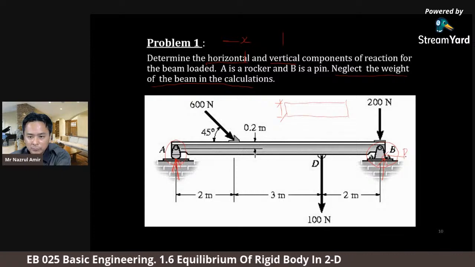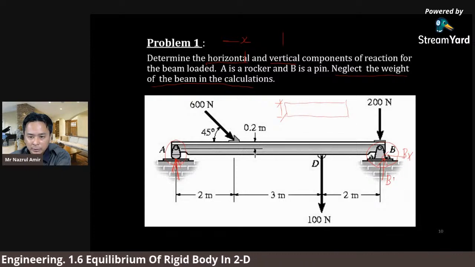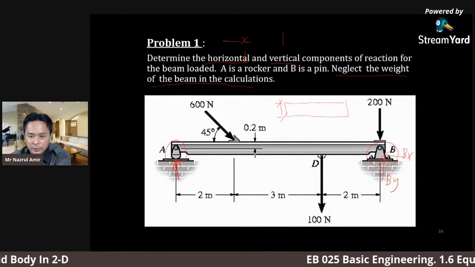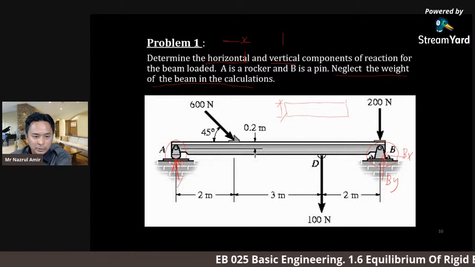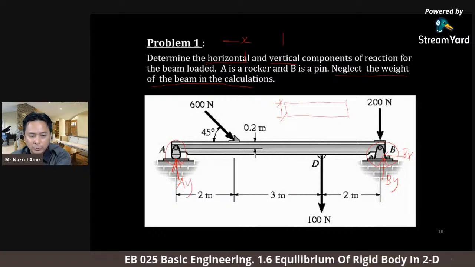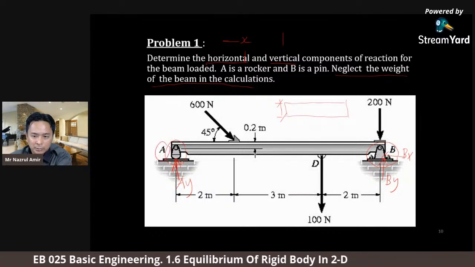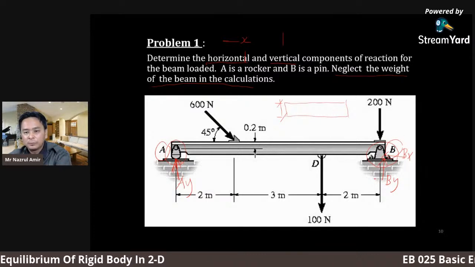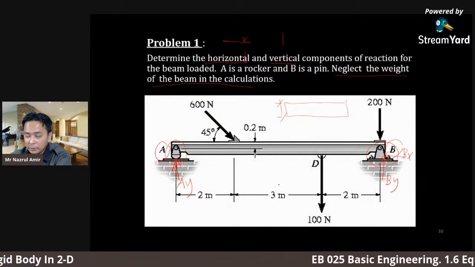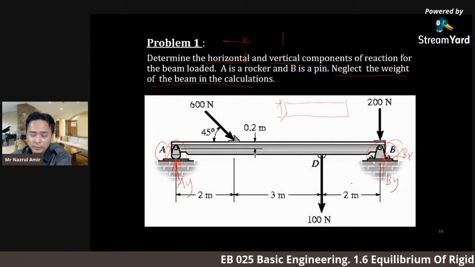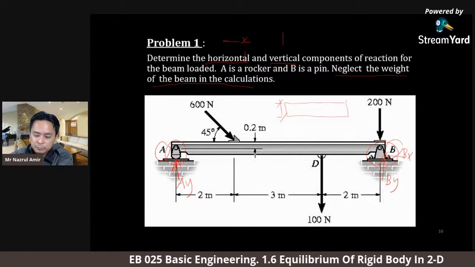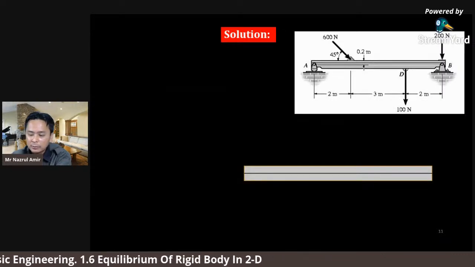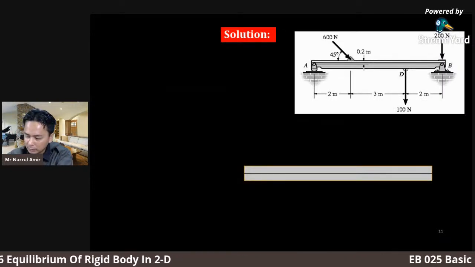So here we will replace with Bx and By, and both directions are assumed. We can assume the direction. Here we only have A in the Y direction. We use A because the point here is A. We use B here because the point here is B. So it's easier for us in the analysis or in the equation later. So, in a proper drawing of the FBD, now we're going to check one by one.